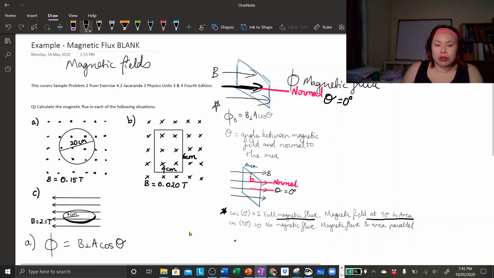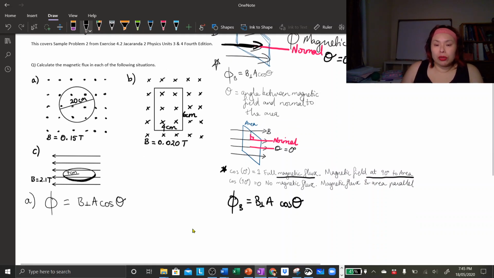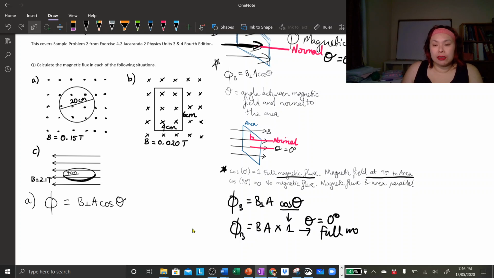So you're wondering, what does this all mean? So the magnetic flux, like we said before, is the magnetic field strength when it's at right angles to the area multiplied by cosine theta. Now, if cosine theta is 1, because theta is at 0 degrees, then whatever the field strength is multiplied by the area, this will be the full magnetic flux. So that's how that works.